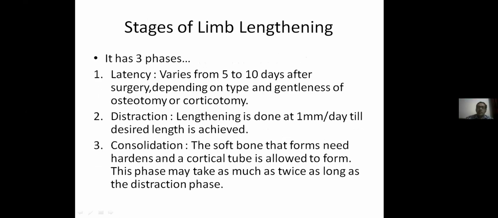The stages of limb lengthening: there are 3 phases. Latency, it means after corticotomy, 5 to 10 days after surgery, depending on the type and gentleness of the osteotomy or corticotomy. Then distraction, lengthening is done at 1 millimeter per day till the desired length is achieved. Then consolidation, the soft bone that forms hardens and a cortical tube is allowed to form. This phase may take as much as twice as long as the distraction phase.